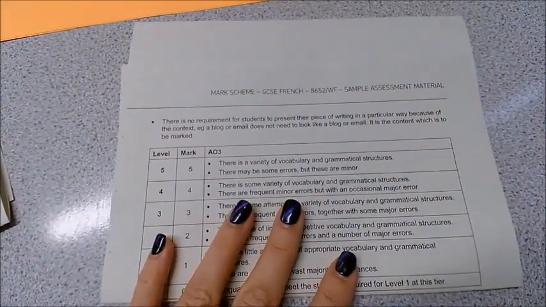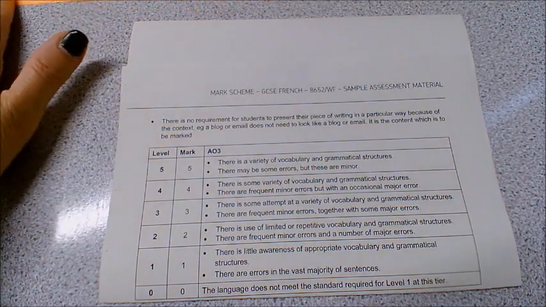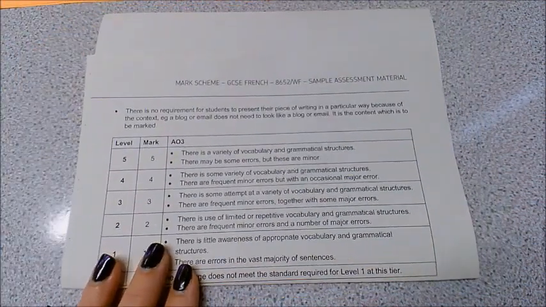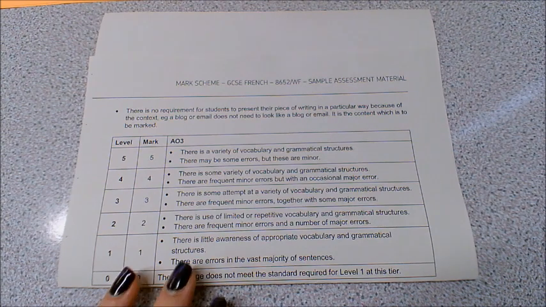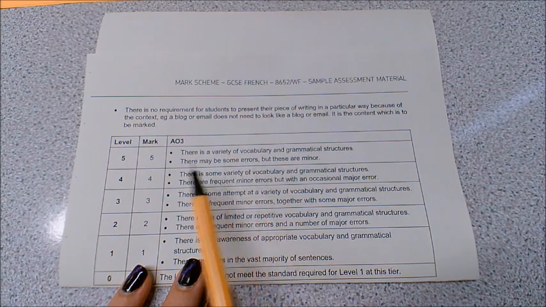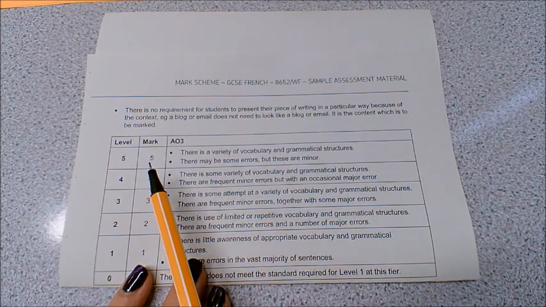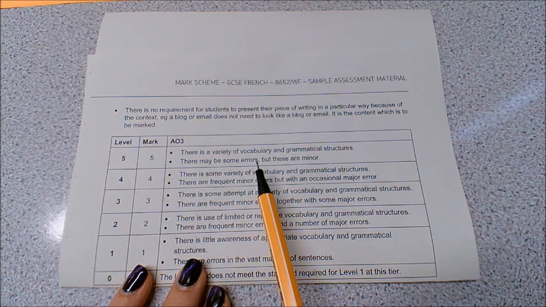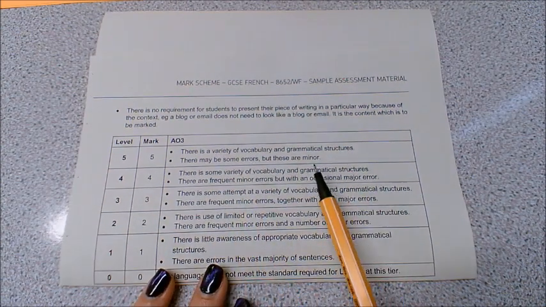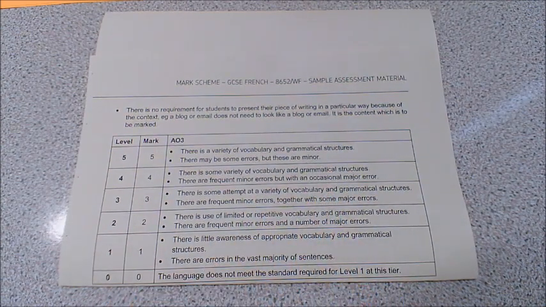AO3 is marked like this. So this is about the language that you use, the variety of vocabulary and grammatical structures. There is some margin for error. You can see even in this top band for grade 5, or mark 5 rather, some errors are tolerated, but these need to be minor, and obviously that should not affect the communication of what you're saying.